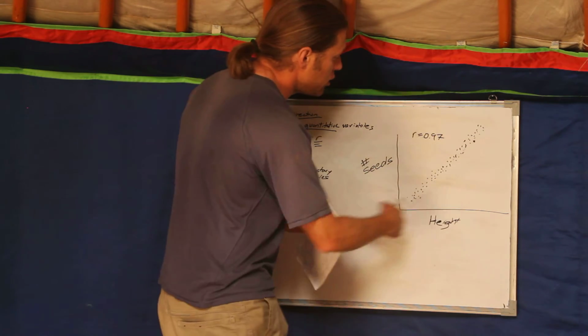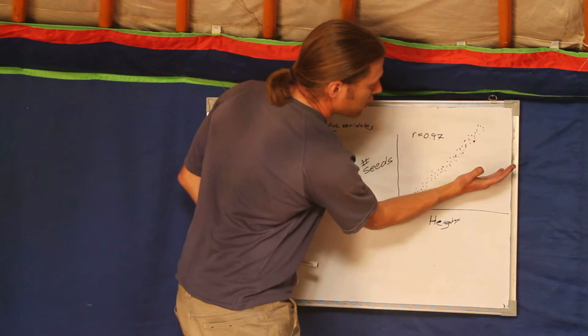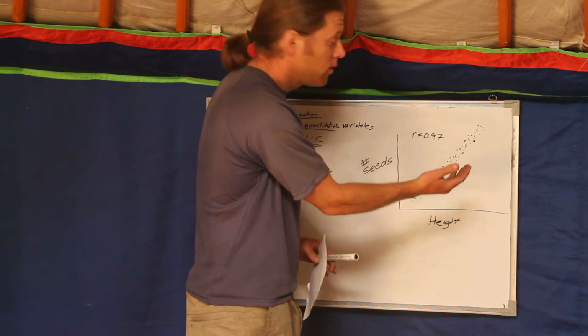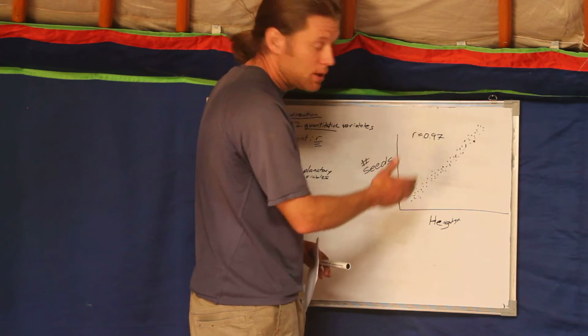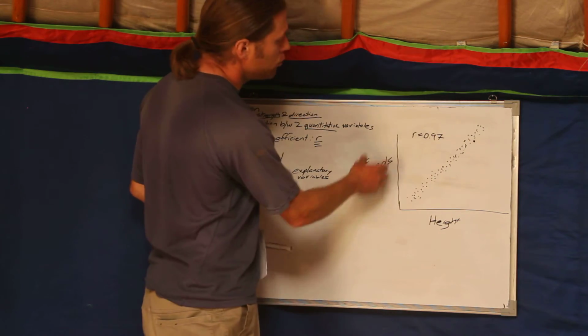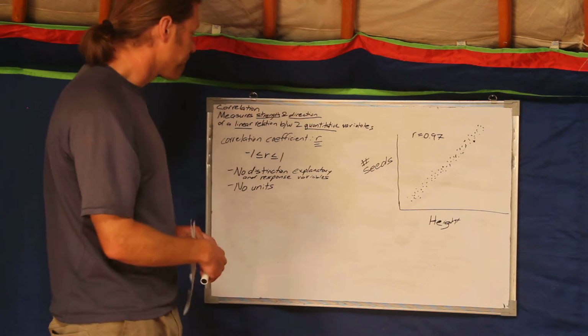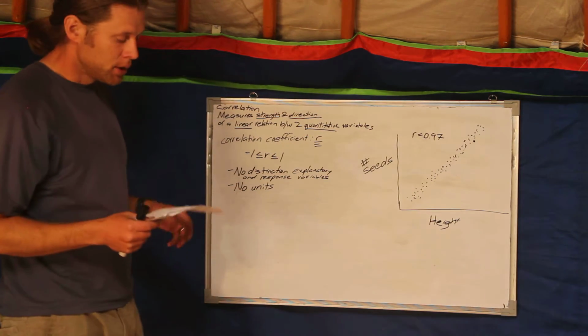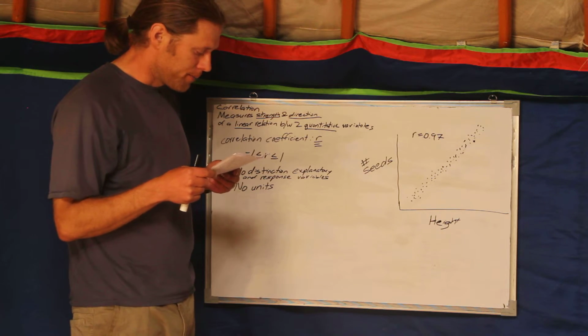Now, if you change these units, these points might, instead of going like this at this angle, they might look like this at this angle. But as I said, for r of 1, it doesn't matter what the slope is, it'll have the same correlation coefficient. So that means that units don't matter for either the x-axis or the y-axis. It's a unitless number. And that's different from regression as well.